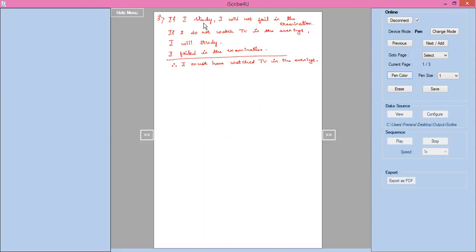So one of the statements is about study. So if I study, we have. Let us assume one of the propositions regarding studying. Failing in the examination can be assumed to be another proposition, say Q. Regarding watching TV, we can assume another proposition. So watching TV in the evenings can be assumed to be the proposition R. So based on these, we shall be able to write down the conclusion and check whether this is a valid argument. So let us write down the solution.